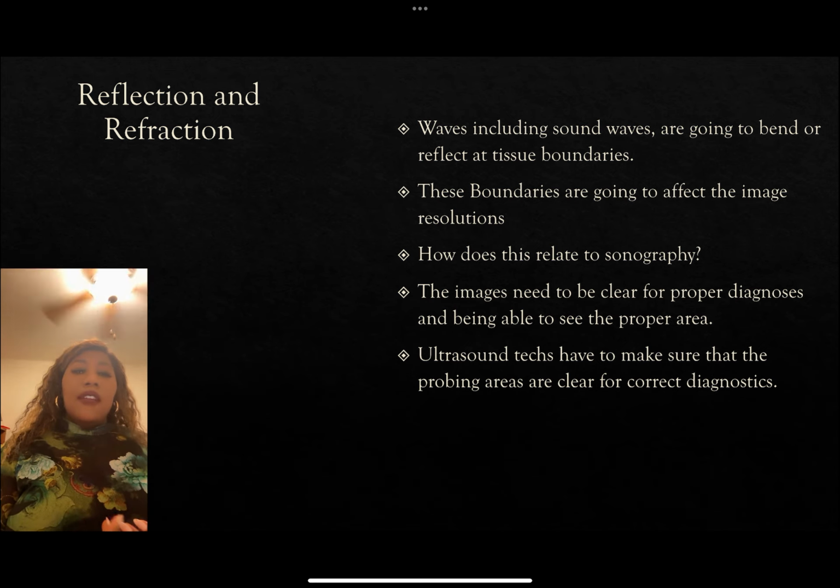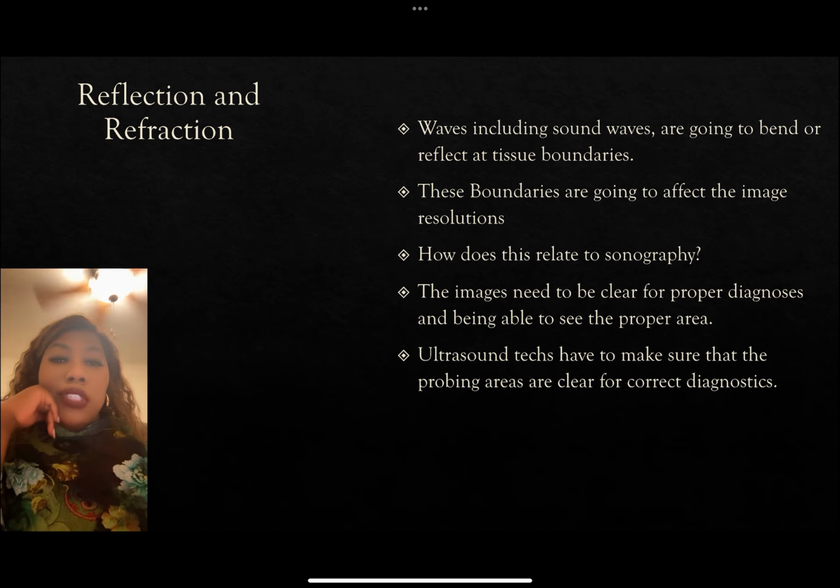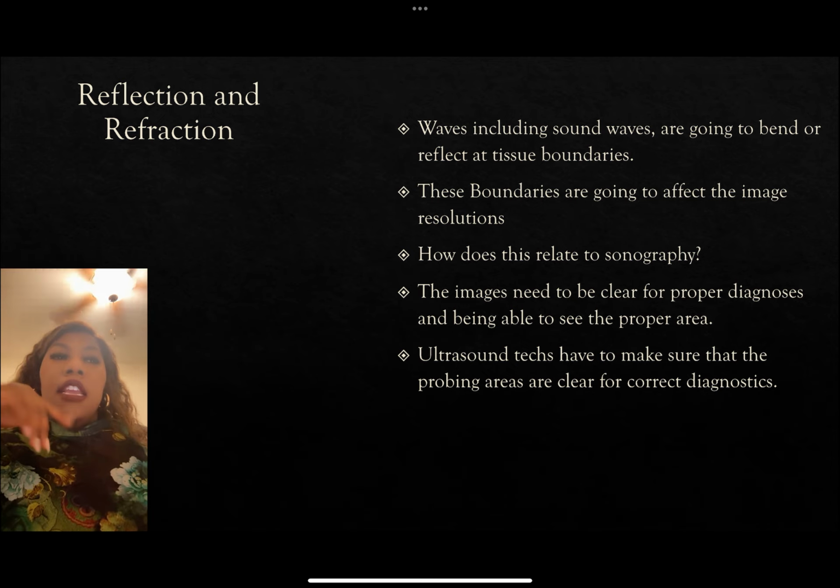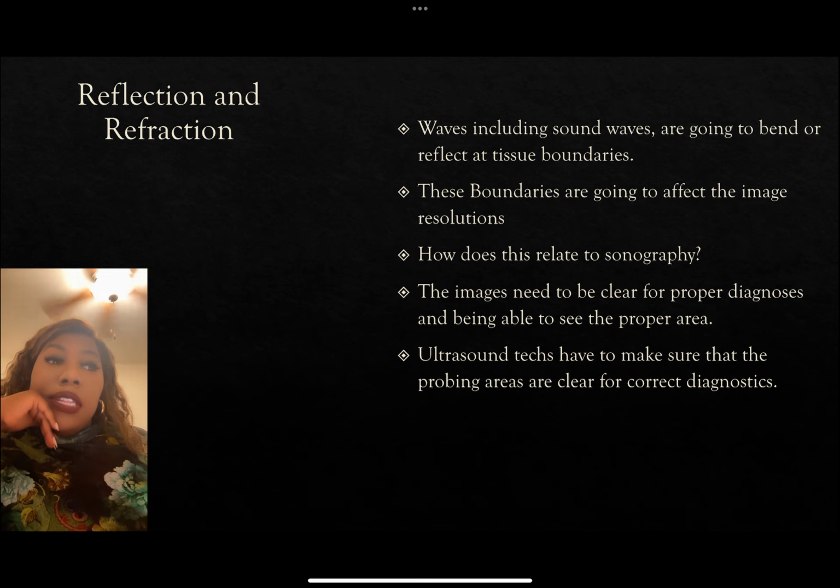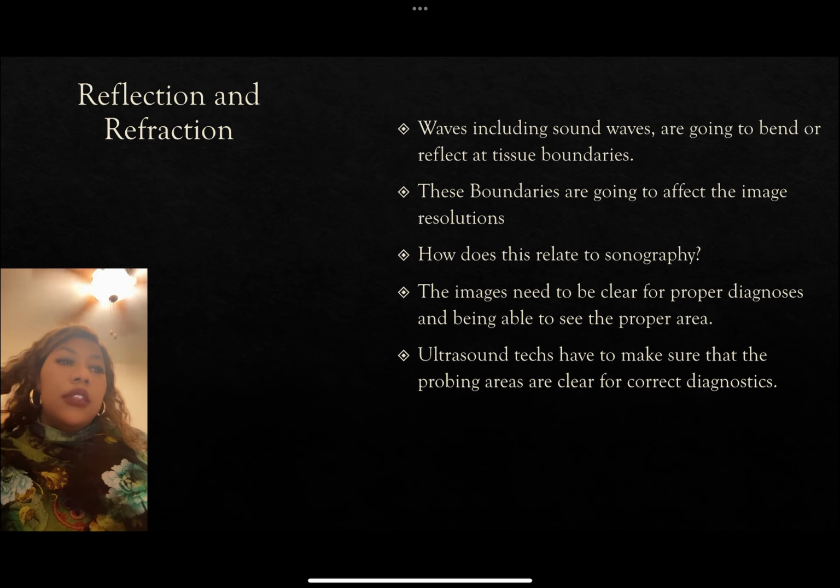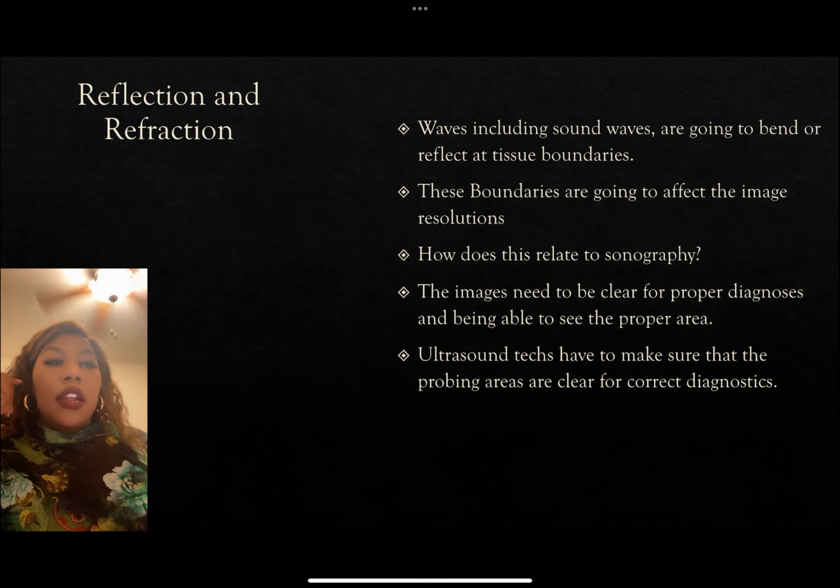As you know, sonography is nothing but images. We have to use images for absolutely everything, and so these images need to be clear for proper diagnosis and for being able to see the proper area. Ultrasound techs have to make sure that the probing areas are clear for correct diagnostics. This could be the difference between life and death, right? So reflection and refraction definitely is important.